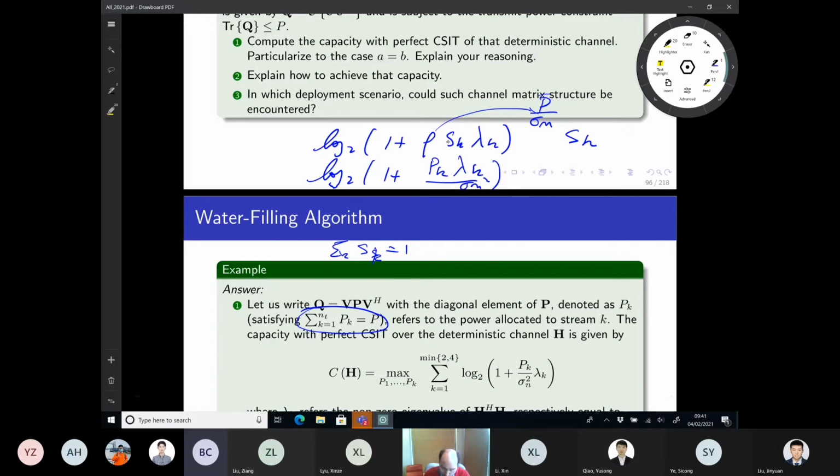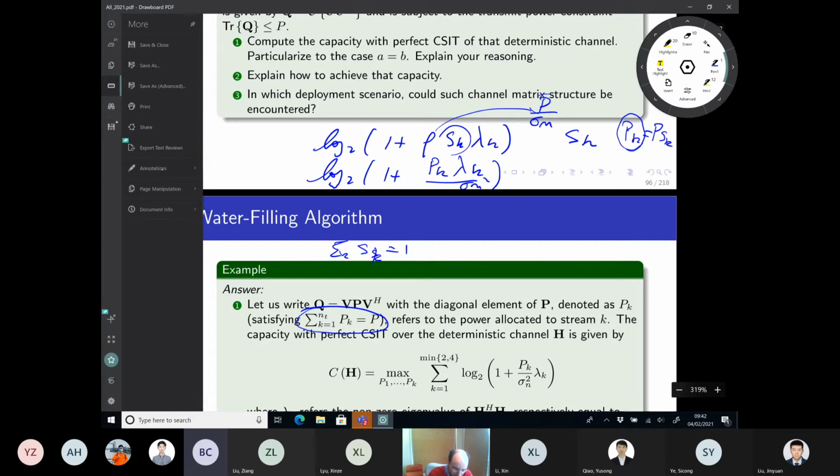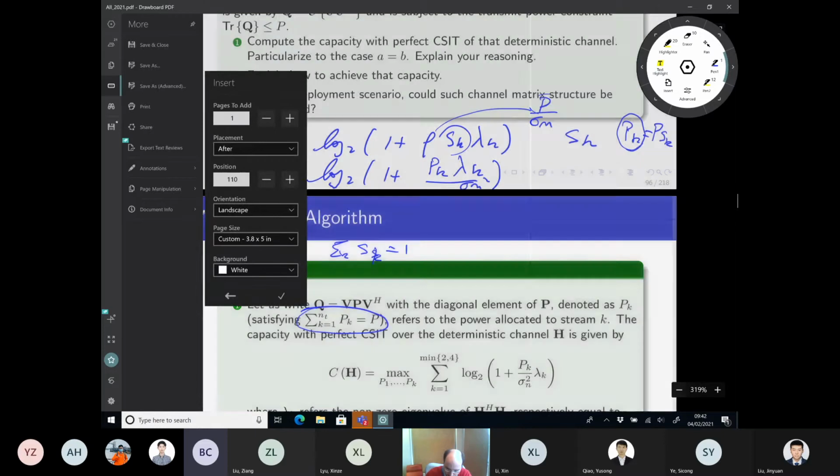So what I can write is either Sk refers to the fraction of the total power that I allocate to stream K, or I can simply write Pk is equal to the total power multiplied by Sk. And in that case, I'm looking at the actual power that is allocated to K. So this is two different ways of writing it. It's completely equivalent, obviously. It just writes the optimization slightly differently, right? So in this problem, you will see this in different books, and you just have to get used to it. It's very minor.